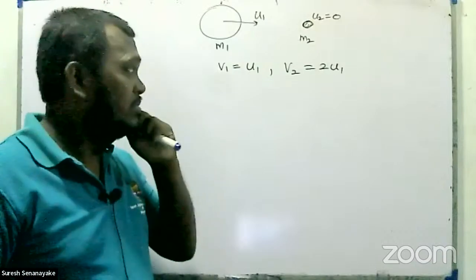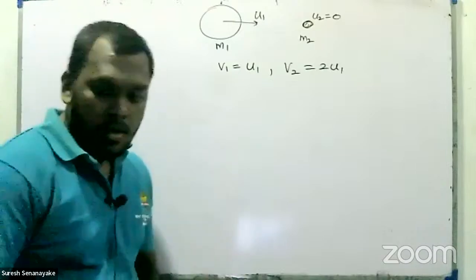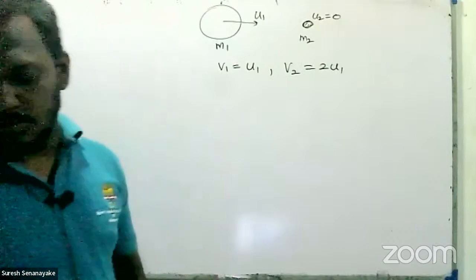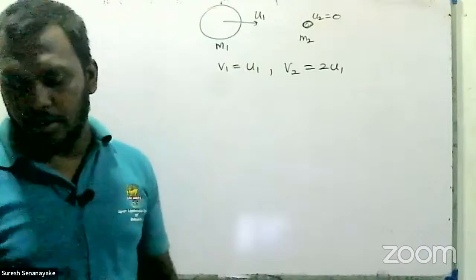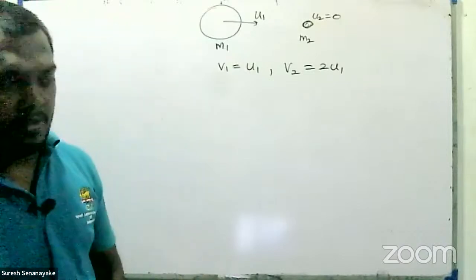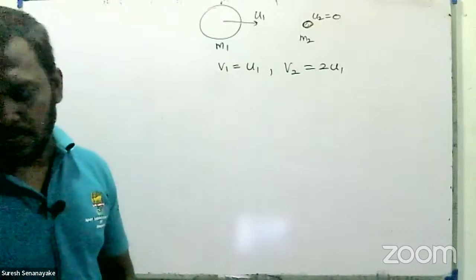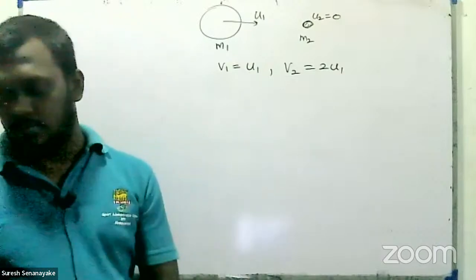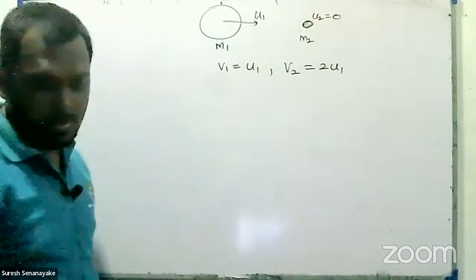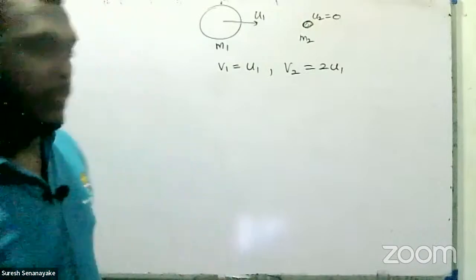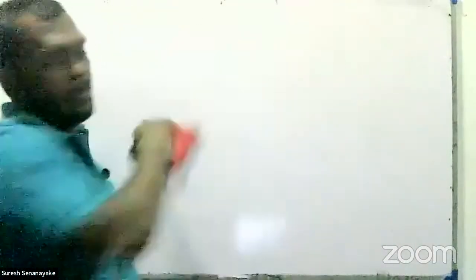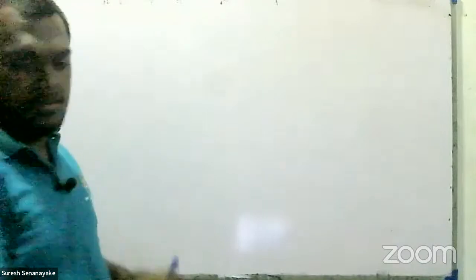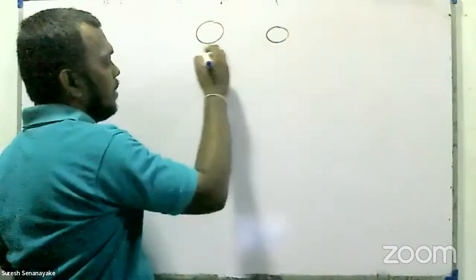Then we will discuss some questions regarding this. First question: an 8 kilogram body moving with velocity 4 meters per second collides with a 2 kilogram ball.